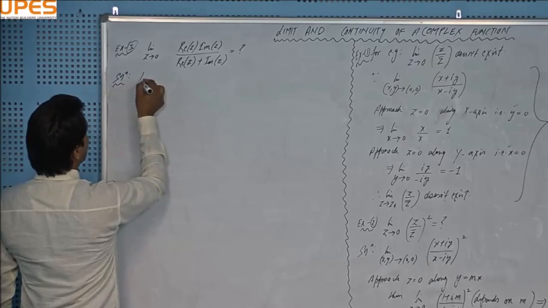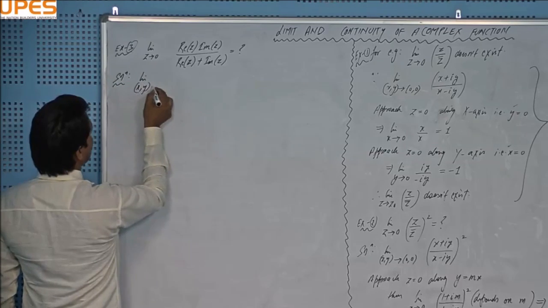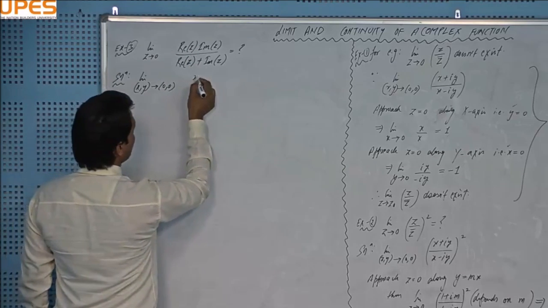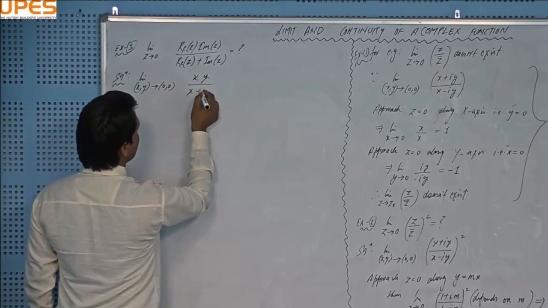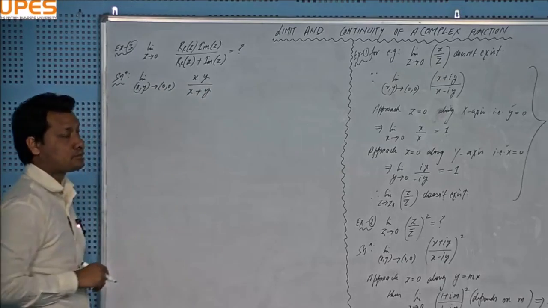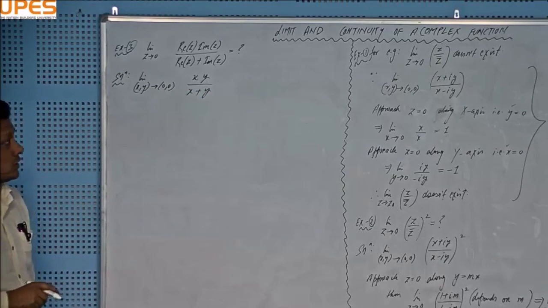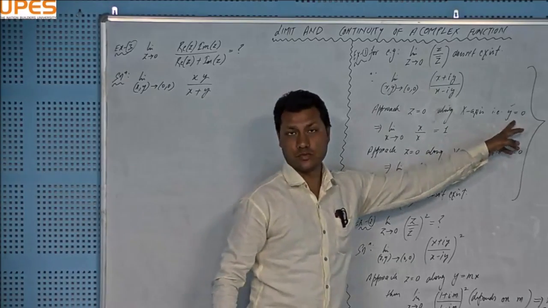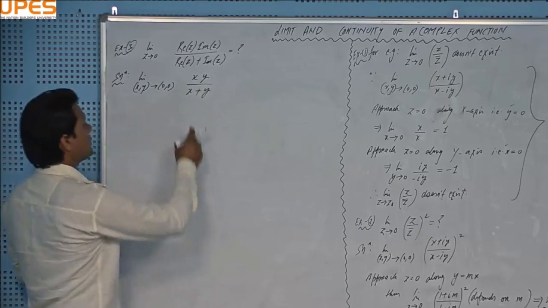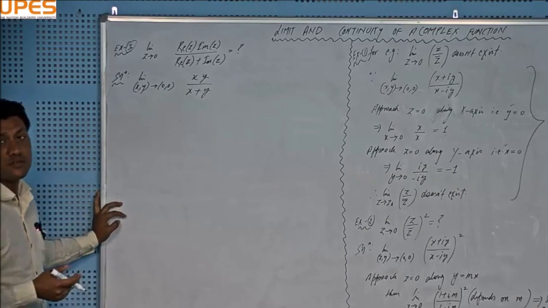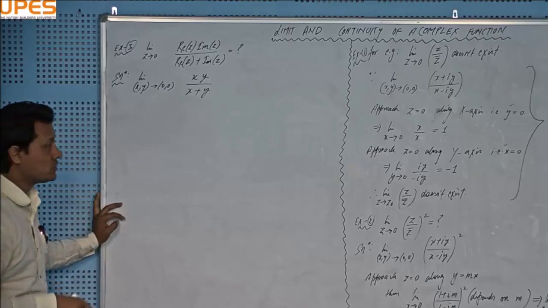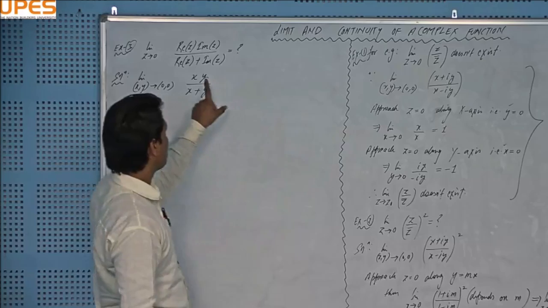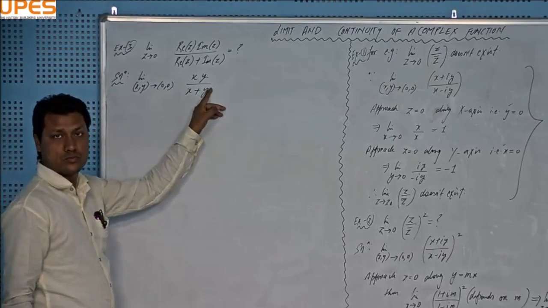Solution: limit as (x, y) tends to (0, 0). The real part of z is x, the imaginary part is y, so this is xy over x plus y, right? Now, first, obviously, you will choose the x-axis, that is y equal to 0. If you substitute y equal to 0 here, you will get 0. Yes, the limiting value is 0 along one path, y equal to 0. If you choose x equal to 0, then again you will get 0.